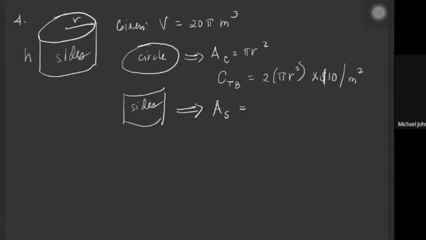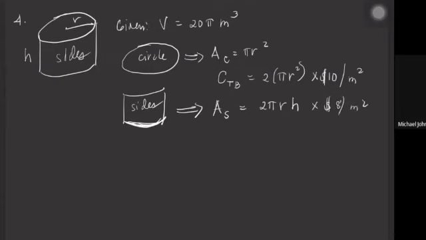Yes, very good. The area of the side would be the circumference times the height. The length of one side is 2 pi r, which is the circumference of the circle, and then times the height. All right? And you multiply that with the cost. And what is the cost of the side of the material? It is $8 per square meter.